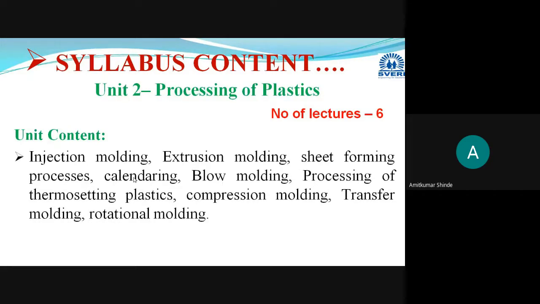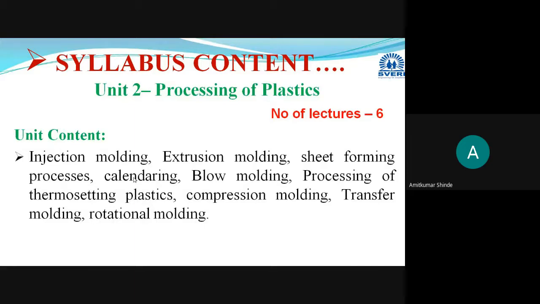Okay, in this, injection molding is there, extrusion molding is there, then sheet forming processes, calendering, blow molding, then processing of thermosetting plastics is there, then compression molding, transfer molding, and a rotational molding process is there. Okay, this is the second chapter. In this second chapter, we are going to deal with the different manufacturing processes, how the raw material is converted into different shapes and sizes, from the plastic materials only.